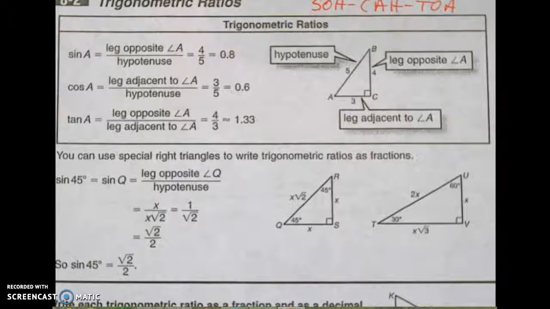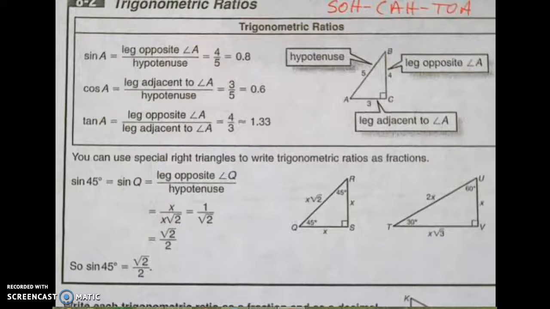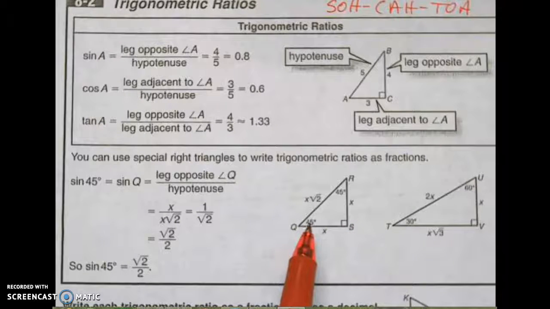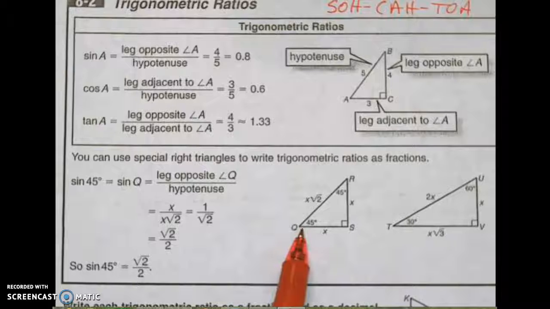Remember, we've been looking at our special right triangles. We've been looking at our 45-45-90-degree right triangle. And if I were looking at finding the trig ratios that involved there, if I were looking at the sine of 45 degrees, I'm looking at the sine of angle Q.